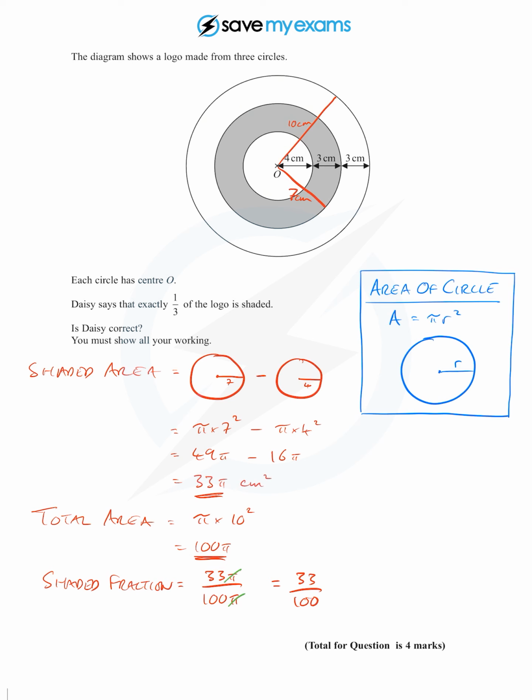Is that a third? No, it isn't, because that would be 33 out of 99. So although she's very close, she's wrong. So we can say Daisy is wrong. And we've shown our working very clearly to get 33 out of 100 and show that that's not equal to a third. Nice try, Daisy.